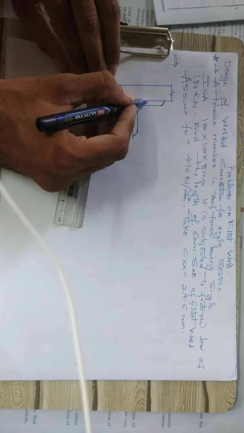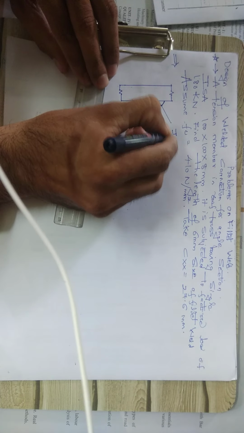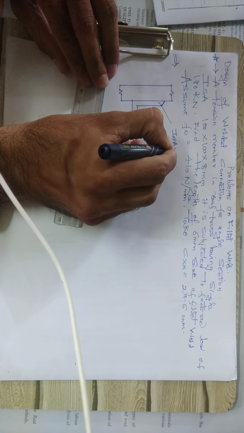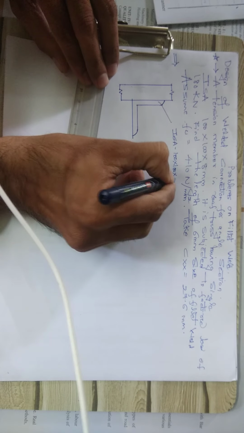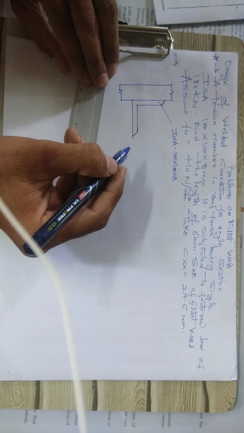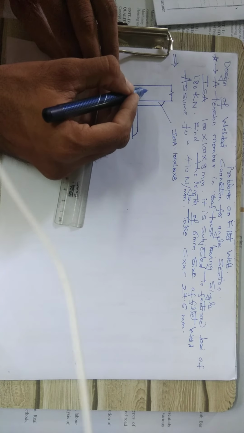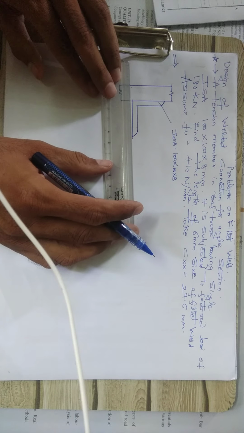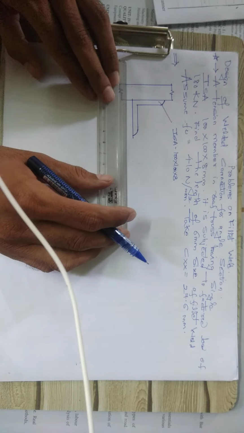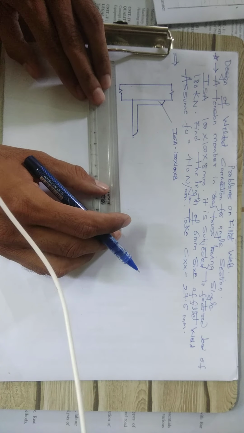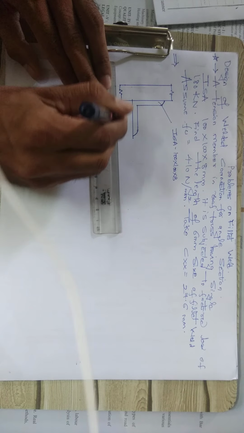This is the angle section, that is ISA, this is nothing but ISA 100 by 100 by 8 mm. This angle section has been connected with the help of this gusset plate. This is nothing but the gusset plate. The dimensions are 100 and 100. That means this horizontal dimension is also 100 and this vertical dimension is also 100. The dimensions of this angle have been given, so this is nothing but 100.